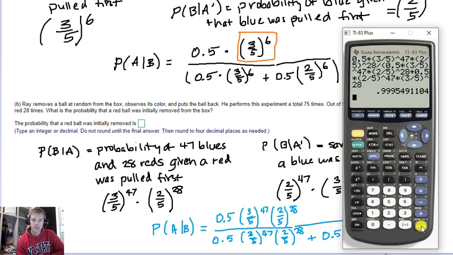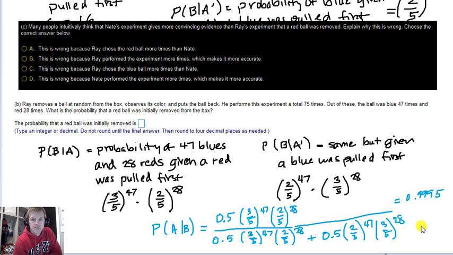So now we got to go look at part C, which is just an understanding question to make sure we understand what just happened here. So I brought over part C there and just laid it on top of the rest of the problem. It says many people intuitively think that the first experiment, Nate's experiment, gives more convincing evidence than Ray's experiment, the one we just did. Explain why this is wrong and choose the correct answer.